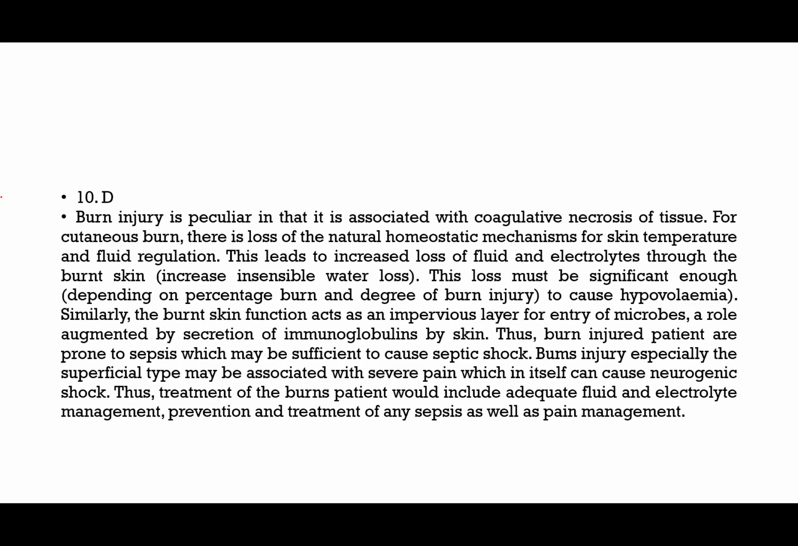For cutaneous burns, there is loss of the natural hemostatic mechanism from skin temperature and fluid regulation. This leads to increased loss of fluids and electrolyte through the burnt skin, increased insensible water loss. This loss must be significant enough, depending on percentage burn and degree of burn injury, to cause hypovolemia.